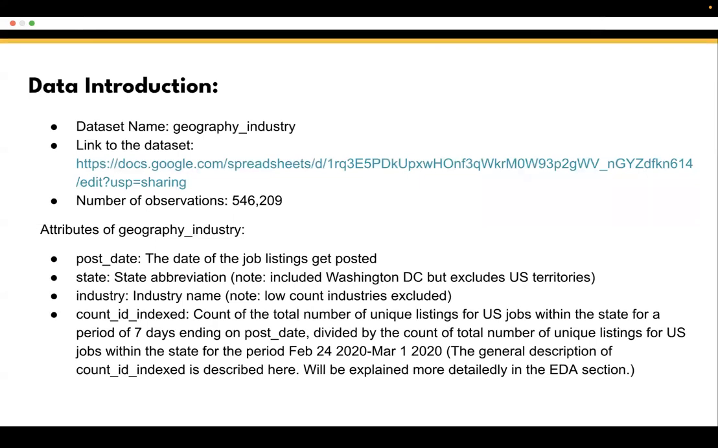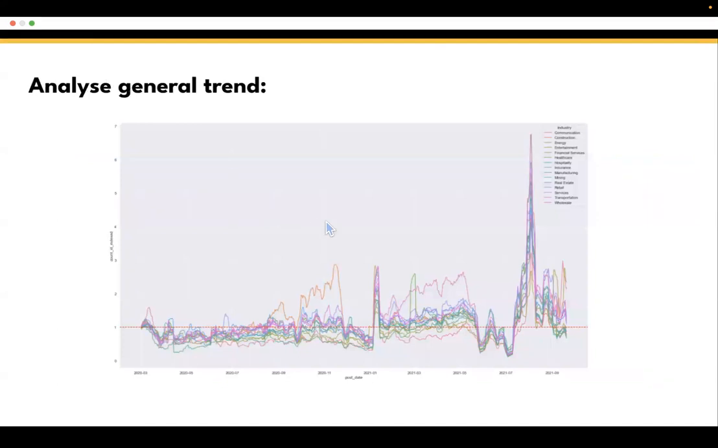So we just have one data set, and the data set has four attributes: the post date, the state, industry, and count ID index. So this is the first graph we did. This red dotted line represents when the count ID index is equal to 1. As we know, if the count ID index is greater than 1, there will be an increase in the job listing. If it is smaller than 1, there will be a decrease in job listing.